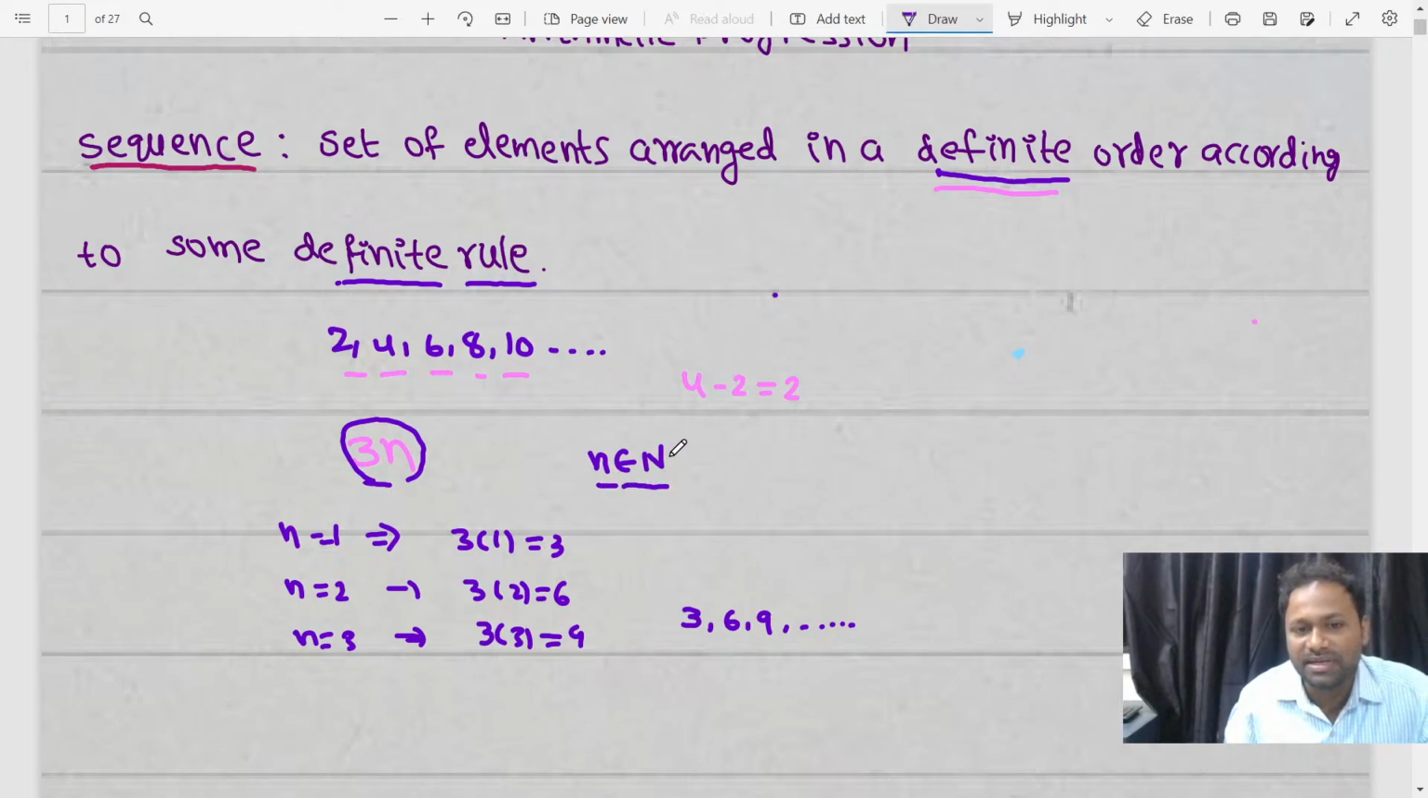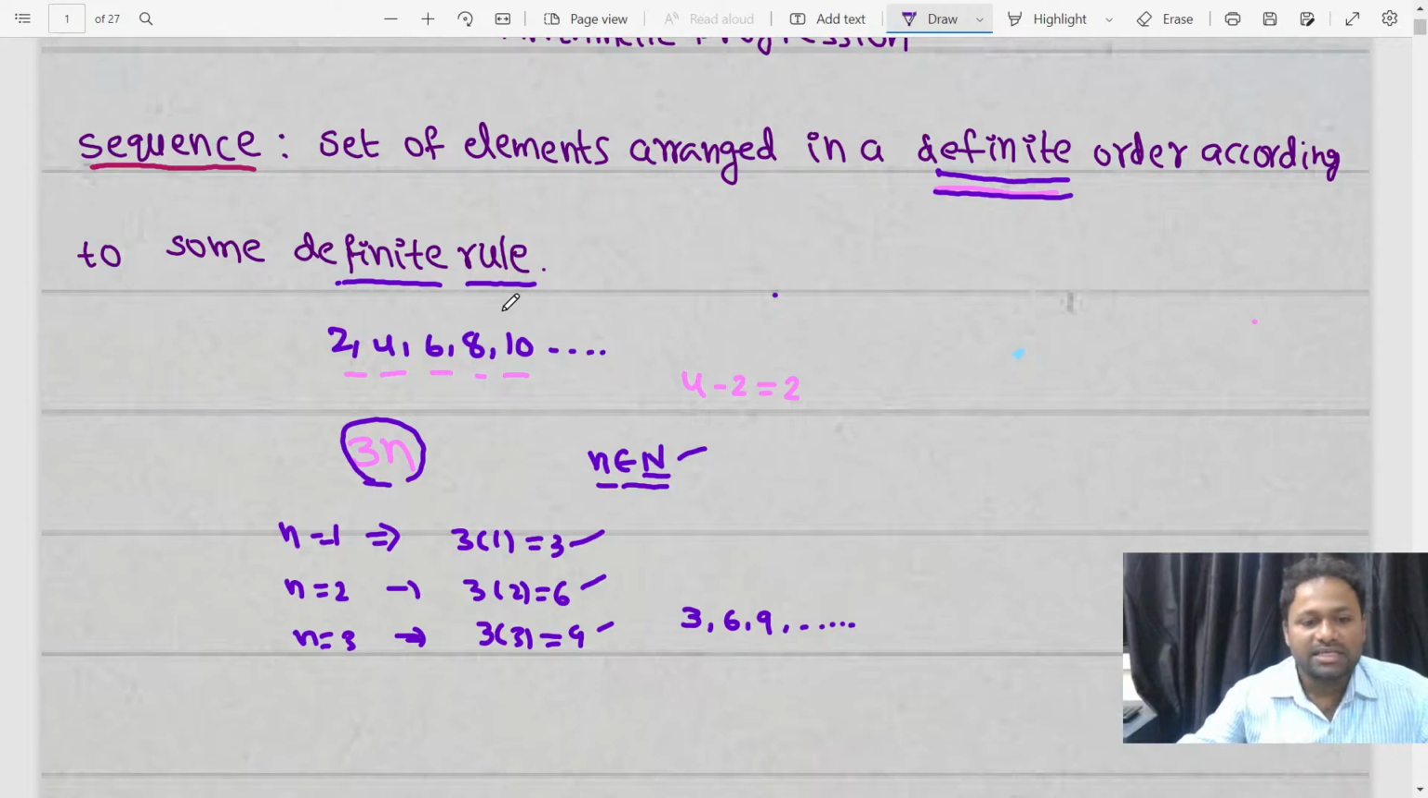N belongs to capital N means the set of all natural numbers. What is the definite rule? This is the rule where we take all natural numbers and substitute them in the place of n. So n is equal to 1 gives 3 into 1 is 3, n is equal to 2 gives 3 twos are 6, 3 threes are 9, and so on. So what do you mean by sequence? Sequence is a set of all elements arranged in a definite order according to some particular rule.